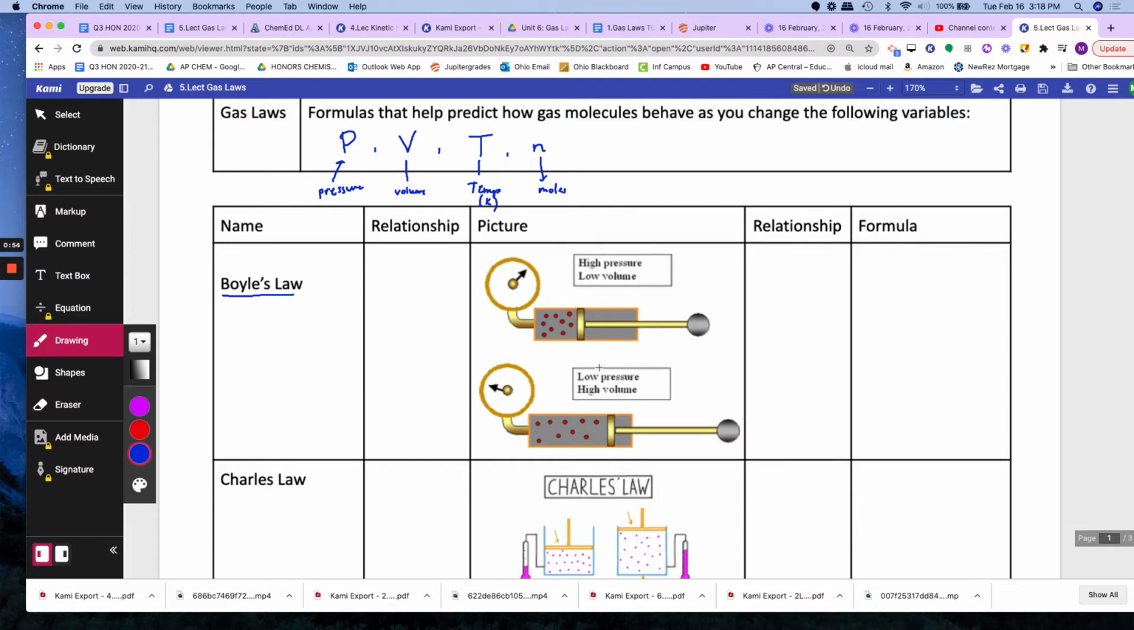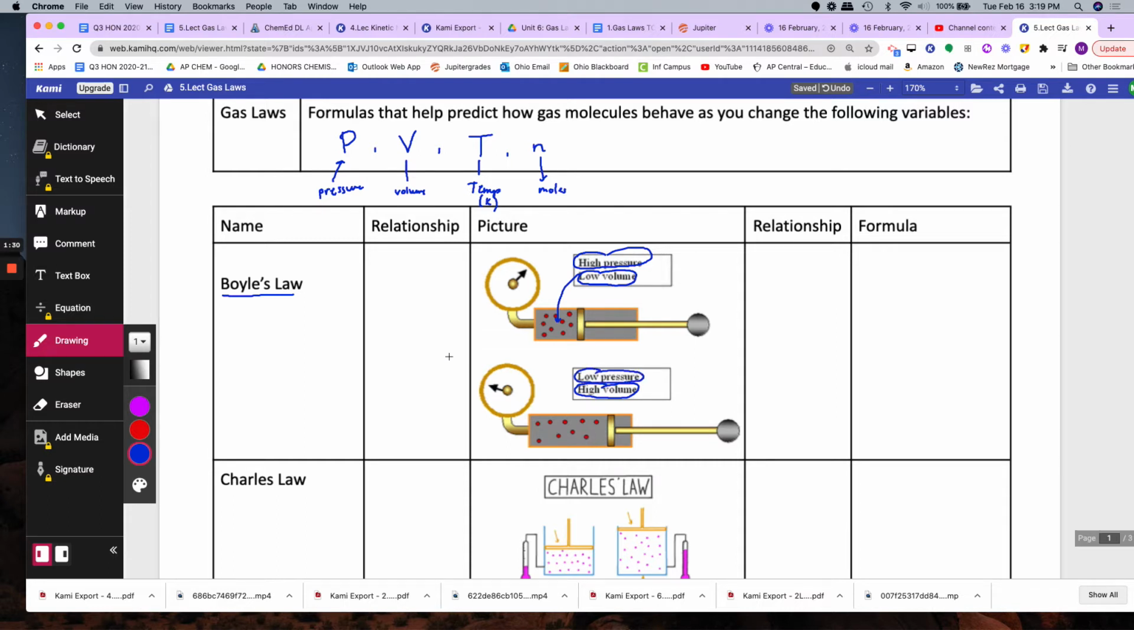If you look at this picture right here, you have a syringe that's pressurizing or pushing the gas molecules inside it, and it has a very low volume. So at a low volume, they're squeezed together and the pressure is very high inside the syringe. If you make it bigger, expand it, then it's not so much pressure. Inside, they have a lot of room, so there is low pressure.